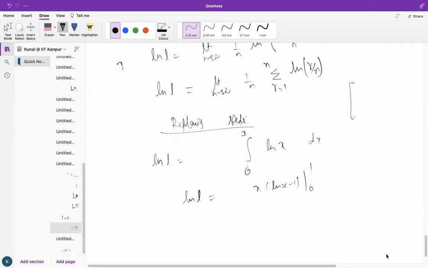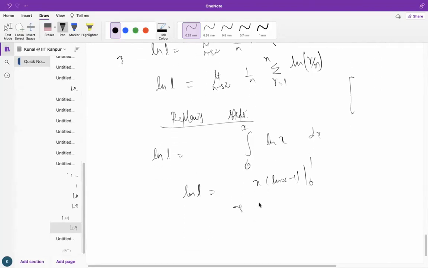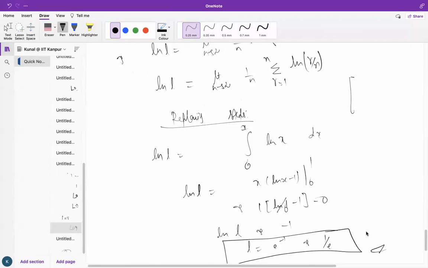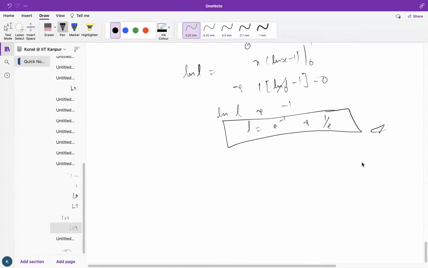So let's substitute it. What we get is 1 ln 1 minus 1, and there will be 0. So what we get is minus 1. This term is also 0, but 1 into minus 1 is minus 1. So ln L is equal to minus 1. So L is equal to e to the power minus 1, so it will be 1 by e. I hope you all understand what I'm trying to say, right? This is the thing that we have to understand.